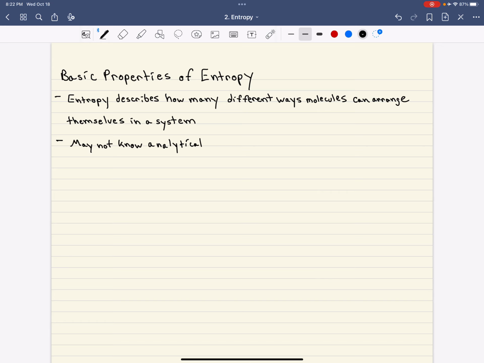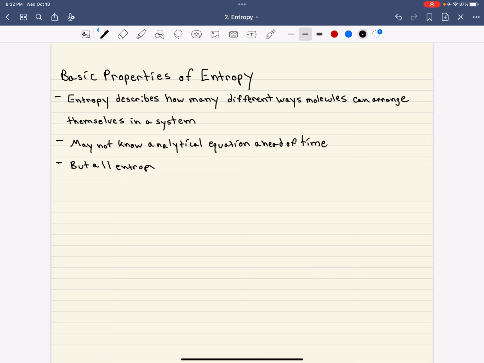So we may not have an analytical equation ahead of time. And so throughout this course, we'll learn about the different ways in which we could relate observables, or things that we can measure, into information about the entropy of the system. But in any case, for whatever sort of entropy system that we end up with, they're all going to have the same basic properties.